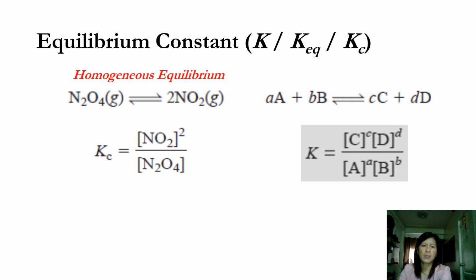This reaction is said to be at homogeneous equilibrium because both the reactant and product are of the same phase. We mentioned in the previous slide that homogeneous equilibrium is when reactants and products are all in the same phase. So in this example, we have similar physical states or phases for reactant and product, and therefore the equilibrium is categorized as homogeneous.